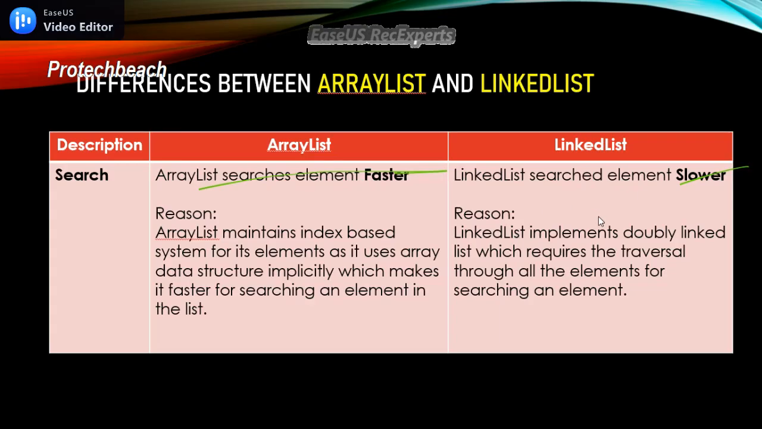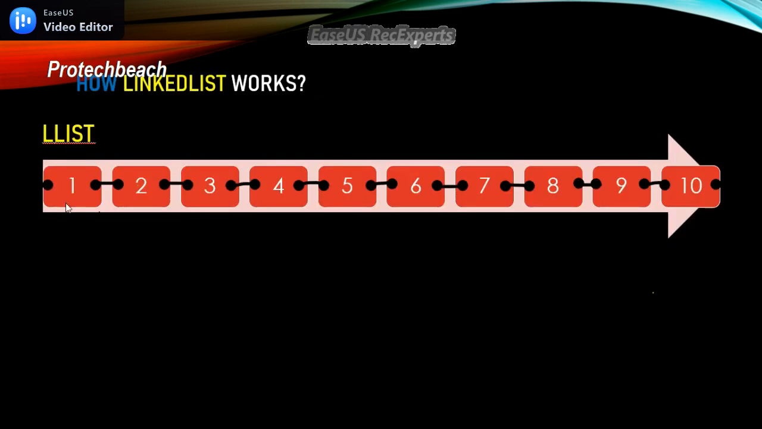But in case of linked list, right? As we have a doubly link, in the sense we have a node concept, it will go and search the first element first, whether the searched element is there or not. Again, it will go to the second element. One by one, it will go and search. So that's why the search operation is slower in the linked list compared to the ArrayList. Okay, the search operation of the linked list is slower compared to the ArrayList.